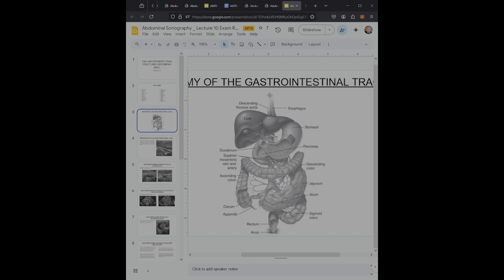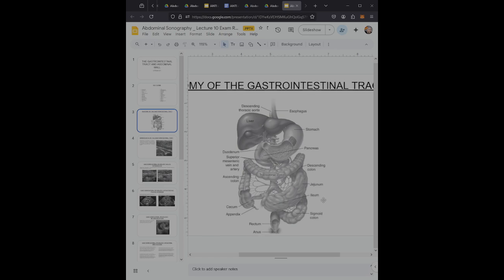The alimentary canal begins at the esophagus, and the esophagus eventually unites to the stomach, and the stomach drains into the duodenum, and the duodenum drains into the jejunum, then into the ileum, then this drains eventually into the cecum, into the large intestine, into the ascending colon, which then becomes the transverse colon, and then the descending colon, and then sigmoid colon.